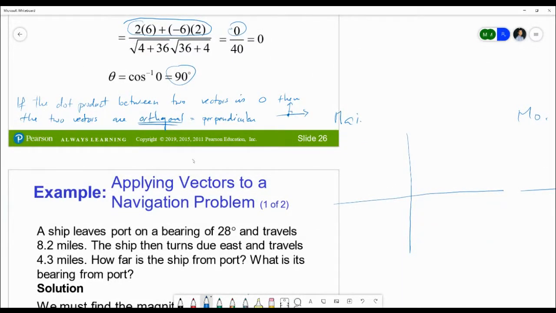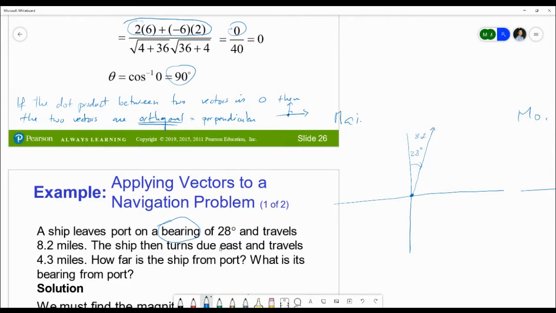All right, a ship leaves port on a bearing of 28. So anytime you see the word bearing, we are measuring it from due north. So let's say the port is right here. It's going to leave the port and move in a 28-degree direction. So from here to here is 28 degrees. And it travels for 8.2 miles. And it's going to stop here.